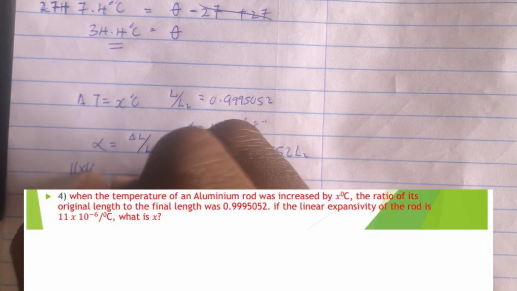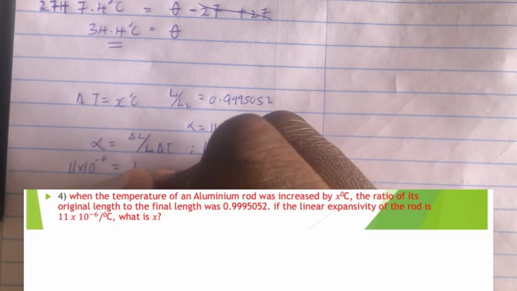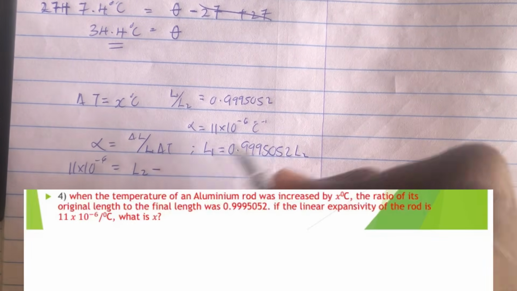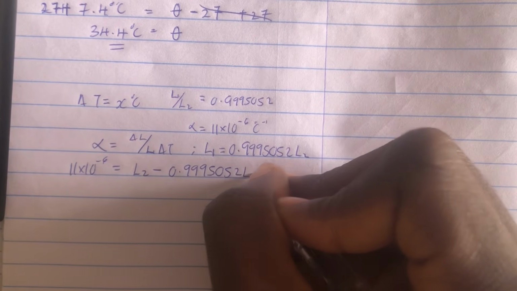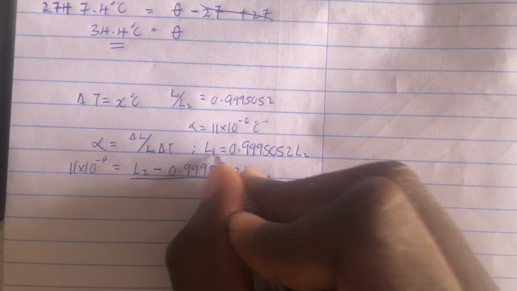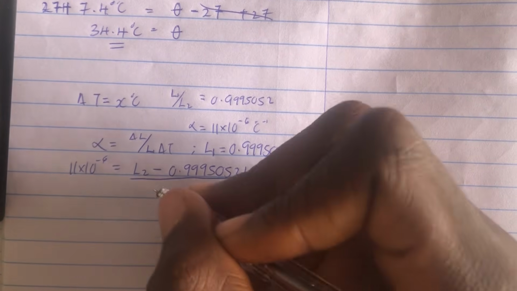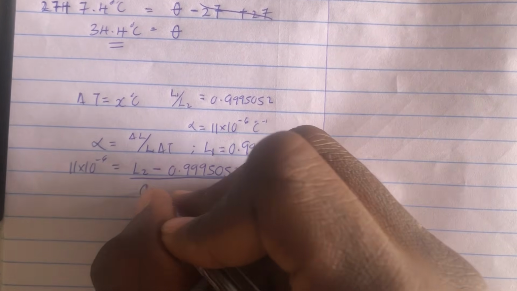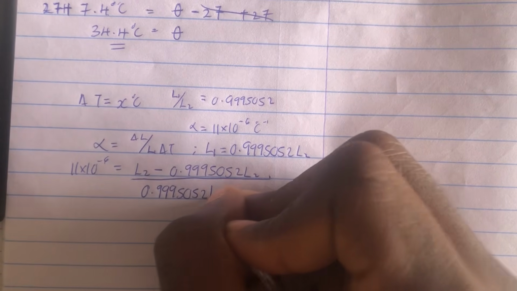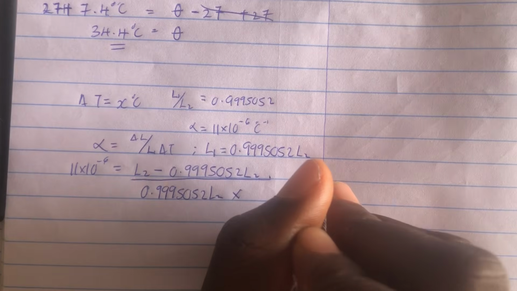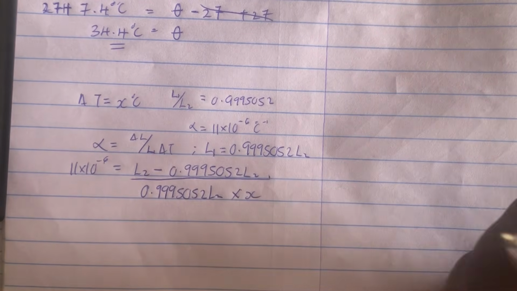So okay, let's go back to this. That's 11 times 10 to the power minus 6. Change in length is L2 minus L1. What's L1? L1 is 0.999505 L2, over the original length, which is L1. So L1 is 0.999505 L2, times the change in temperature, which we are looking for.